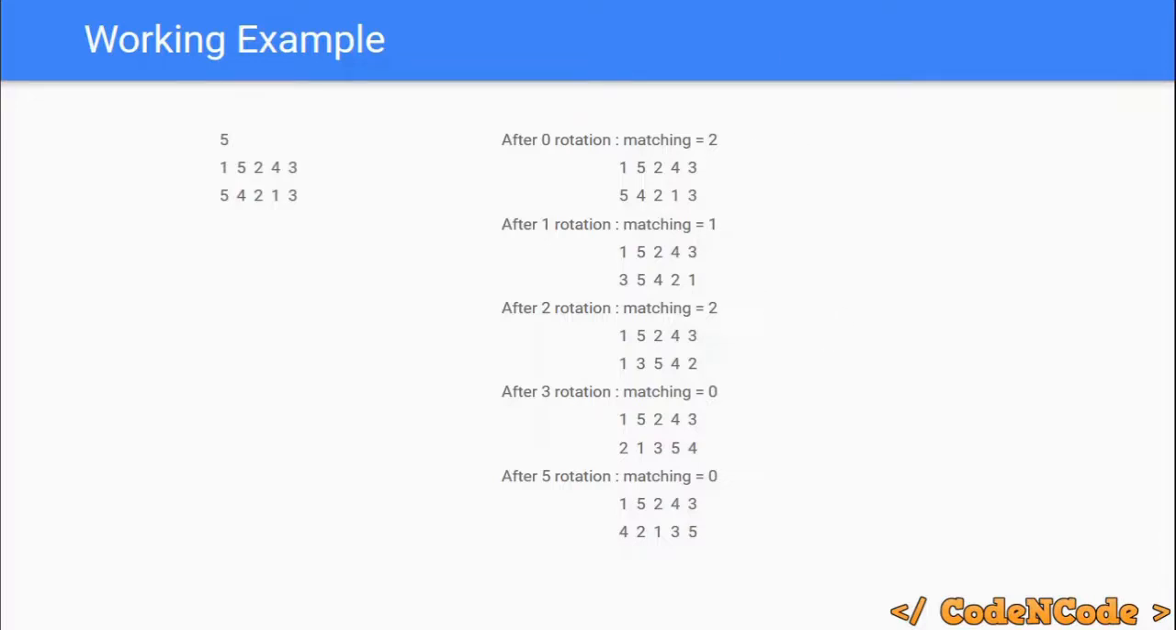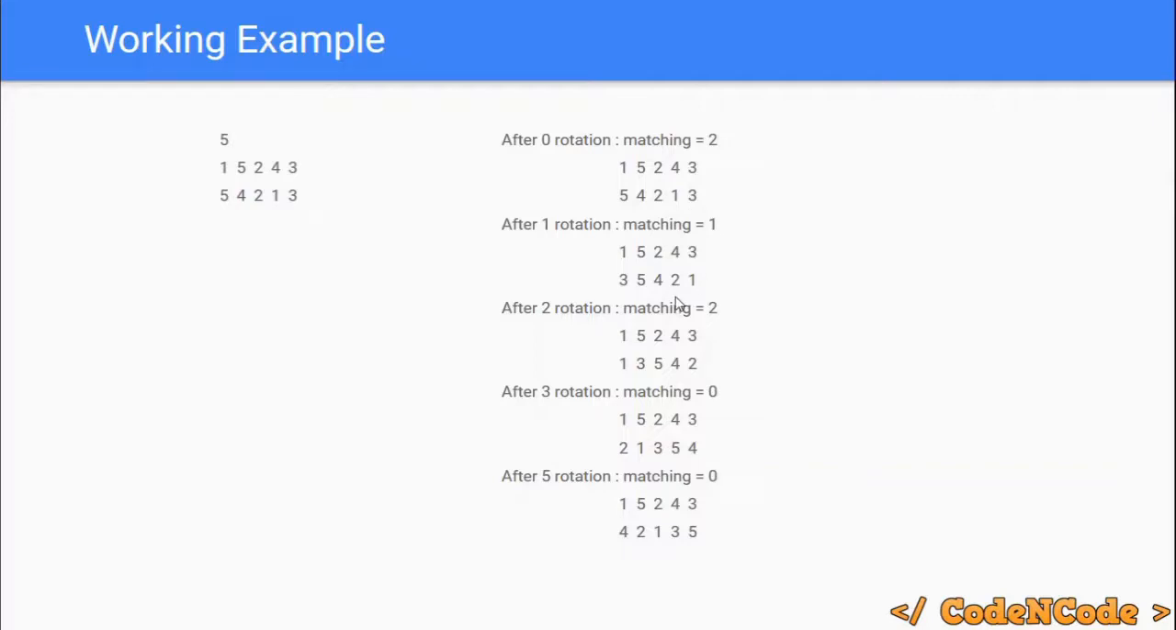Now here array B is rotated 0 times, which means array B is the same as it was earlier. We can see we are having two matchings here: 2 is matching with 2, 3 is matching with 3. Now after one right cyclic rotation, array B, which was originally this, would become this. Now there is only one matching, which is 5 matching with 5, so matching is 1.